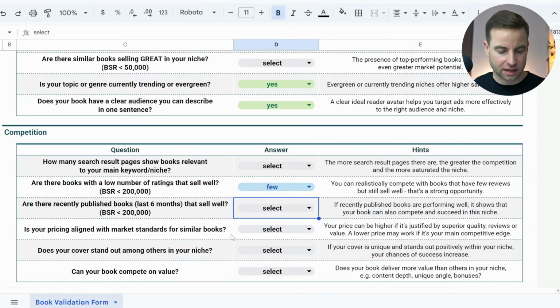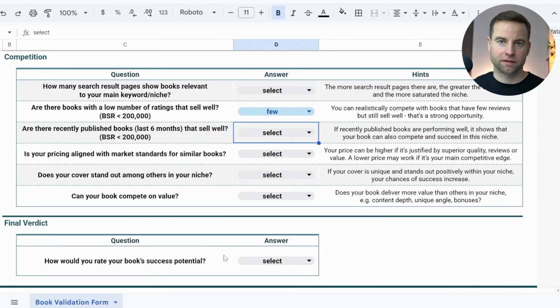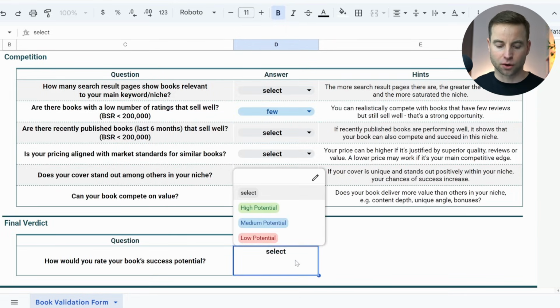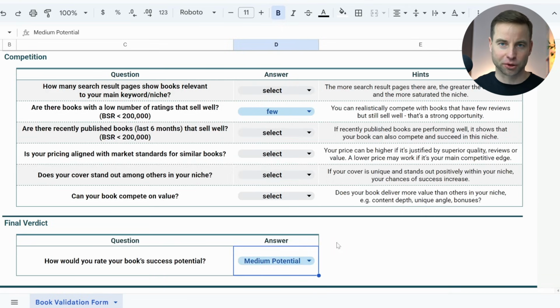Also, is your pricing aligned, and can you compete on value? Can you compete on price? Does your cover stand out in your niche? And at the end, you have to make a final call whether your book has low, medium, or high selling potential. I recommend running ads for the books that have medium potential at least, ideally high potential.